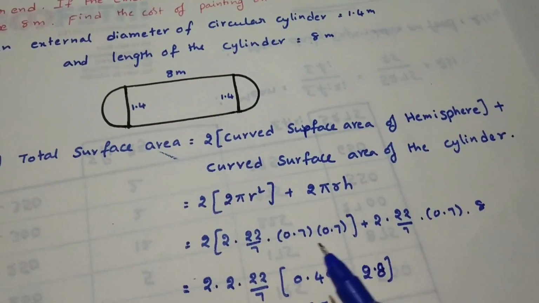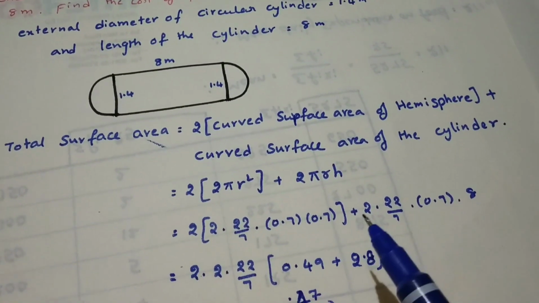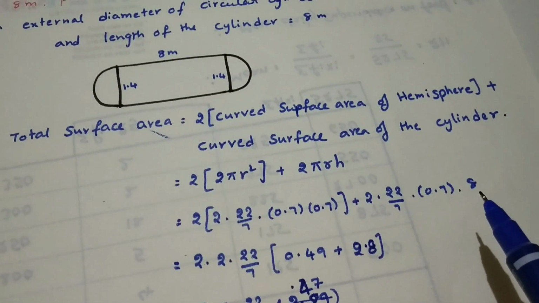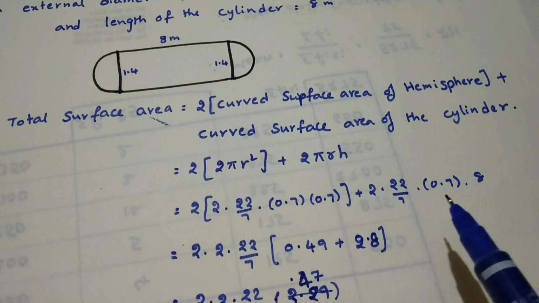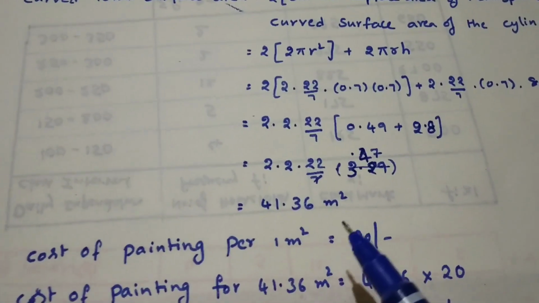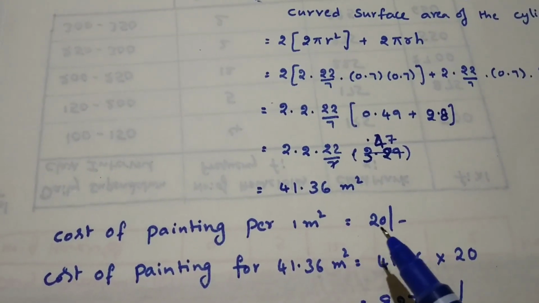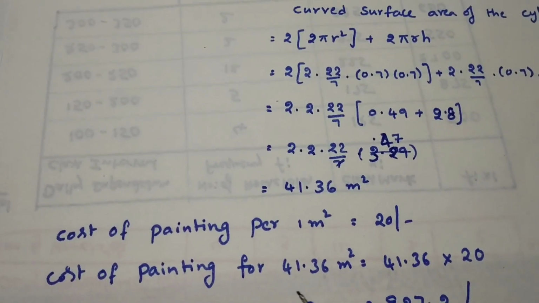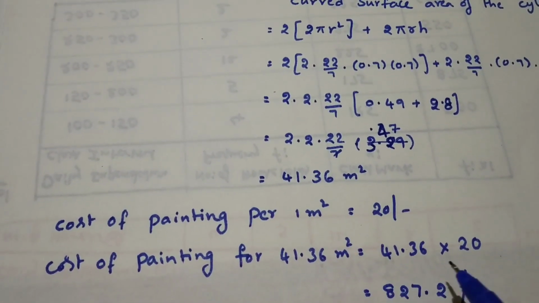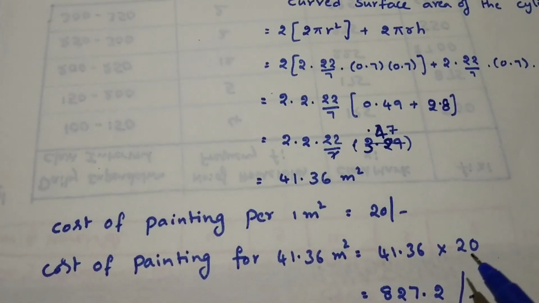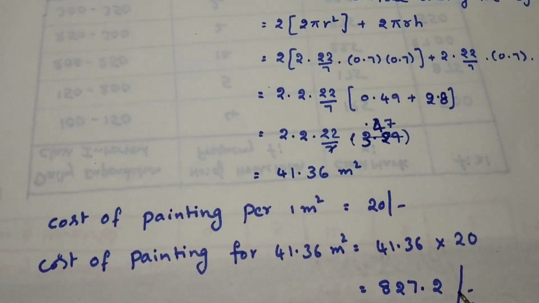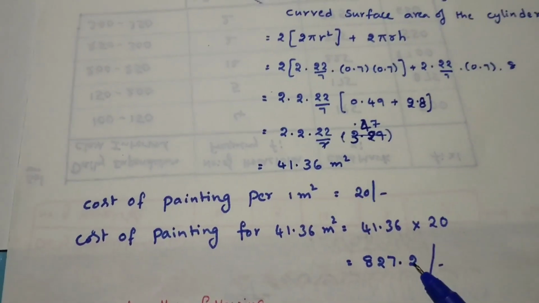So 2 × 22/7 × 0.7 × 0.7 plus 2 × π, which is 22/7, × r equal to 0.7 and height equal to 8 meters. Substitute those values, and if you solve this, you will get 41.36 meters square. The cost of painting per 1 meter square is 20 rupees, as given. Then the cost of painting for 41.36 meters square is, multiply simply 41.36 into 20. So 827.2 rupees is the answer.